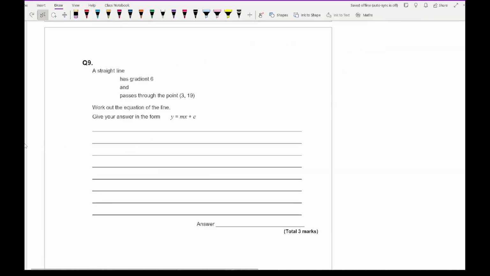Moving on to question 9, it says that a straight line has a gradient of 6 and passes through the point 3, 19. And the question is asking us to work out the equation of the line, and we need to write it in the form of y equals mx plus c. So we know that the gradient is 6, so m equals 6. So if we write y equals mx plus c, we know that we've got y equals 6x plus c.